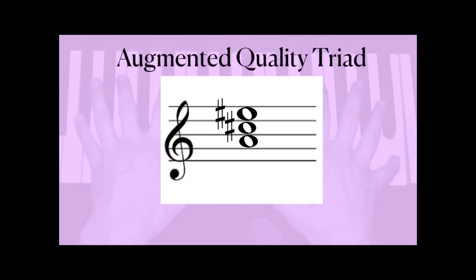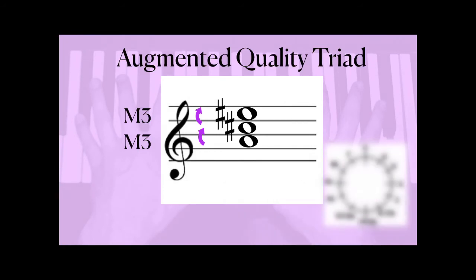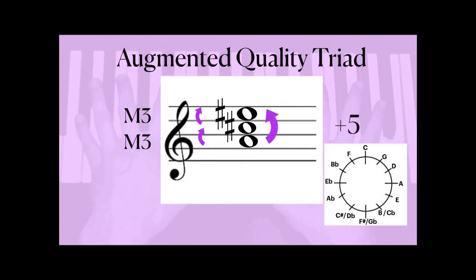This is an example of an augmented quality triad. We know it's an augmented quality triad because there's a major third on the bottom, 1, 2, 3, 4 half steps. There's a major third on the top, 1, 2, 3, 4 half steps. And there's an augmented fifth between the root and the fifth.